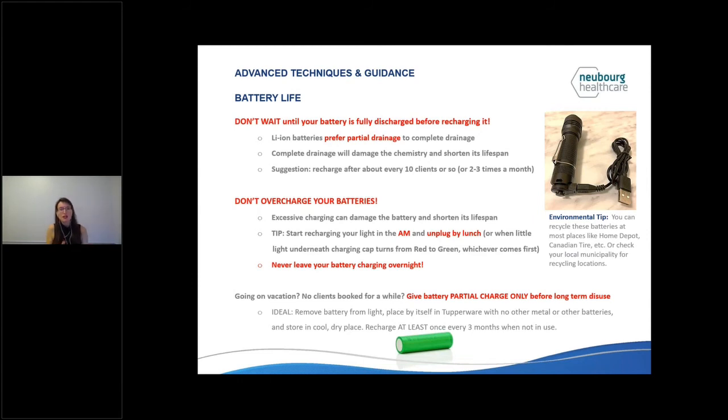Our types of batteries are ones where they love partial charges. So don't let it drain all the way, and also don't overcharge it. That's the same thing here. Don't overcharge it. Never leave your batteries charging overnight. It will burn all the good chemistry up, and your battery will die sooner as well.